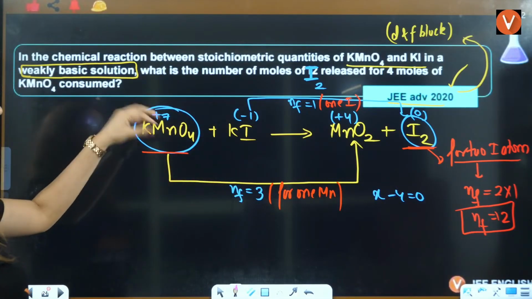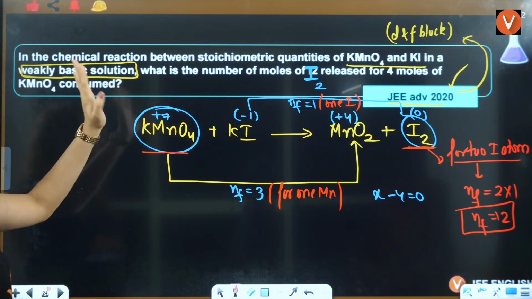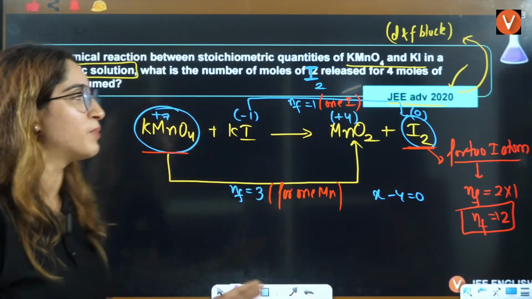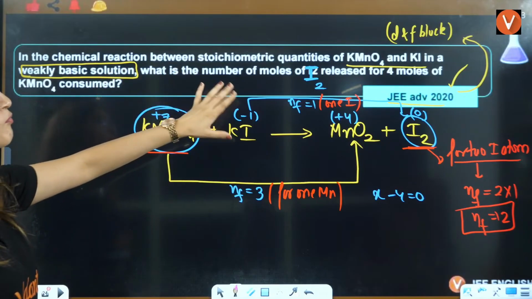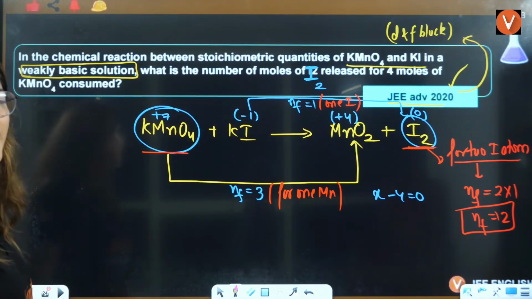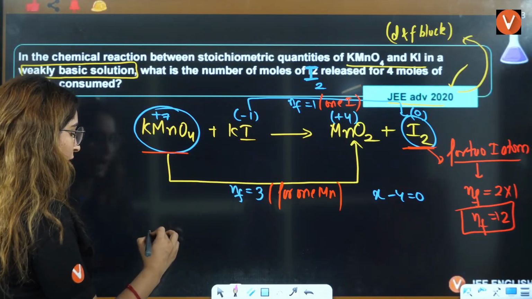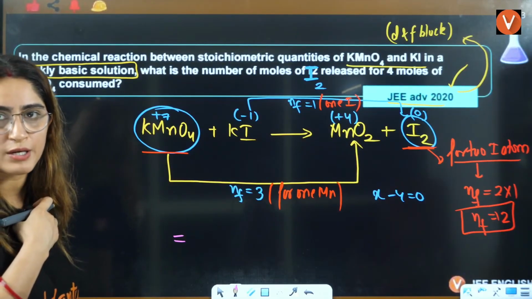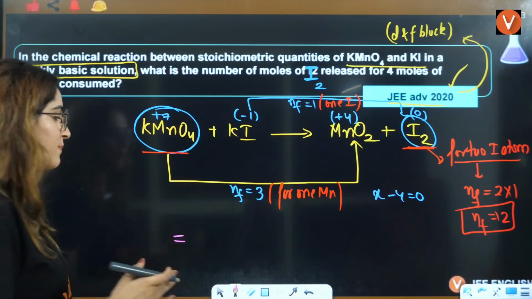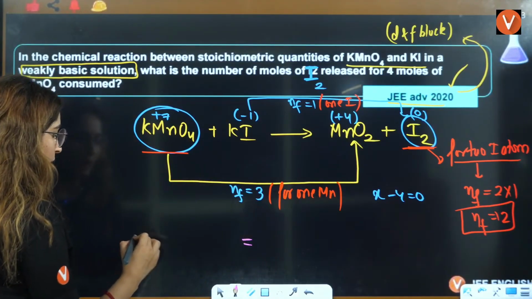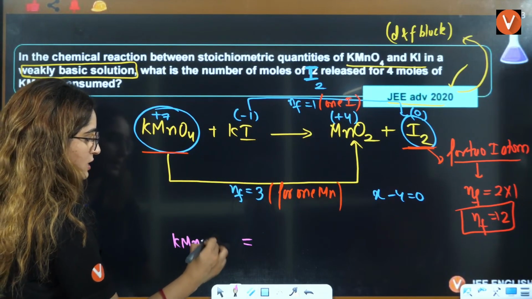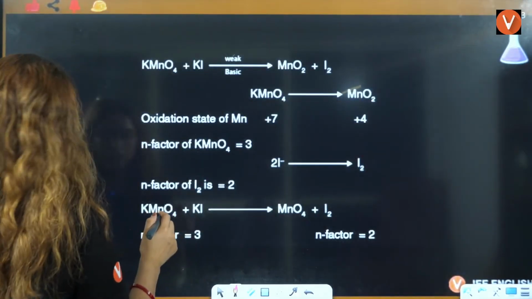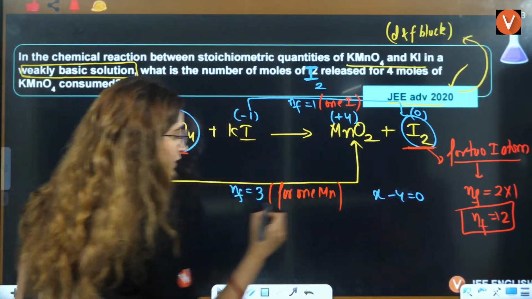Now once you know the N factor here, what else? Number of moles. Now you must feel that N factor is such a big deal, but it is actually very simple. When it is on your fingertips, it is simple, right? So now they are saying what is the number of moles of I2 released when 4 moles of this are required. Simple thing, right? This is the number of moles of KMnO4, right? So when you apply law of chemical equivalence, you can say 1 gram equivalent of KMnO4 is equal to 1 gram equivalent of I2, right? I'll just write it here only.